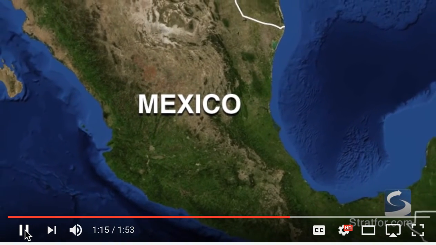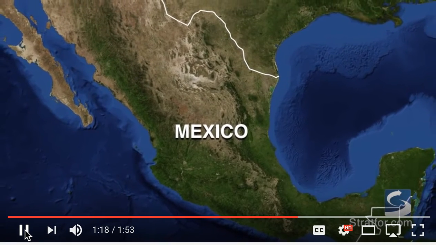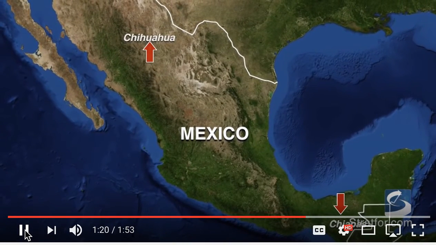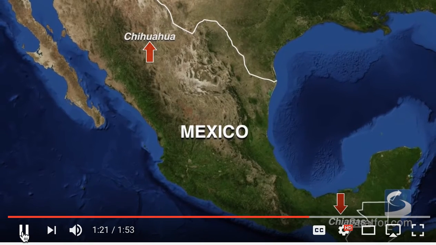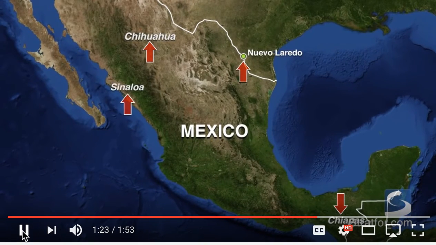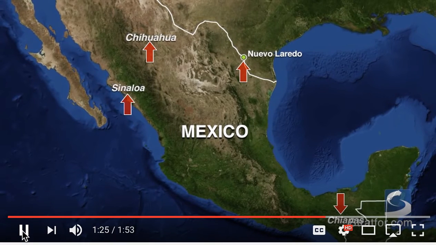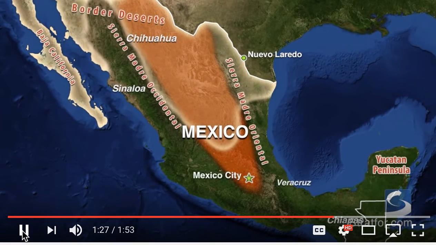Mexico's mountains and frontier territories are traditional hotbeds of unrest. From the rebels of Chihuahua and Chiapas to the drug kingpins of Nuevo Laredo and Sinaloa, the historical and ongoing challenge for Mexico is to subdue and incorporate.